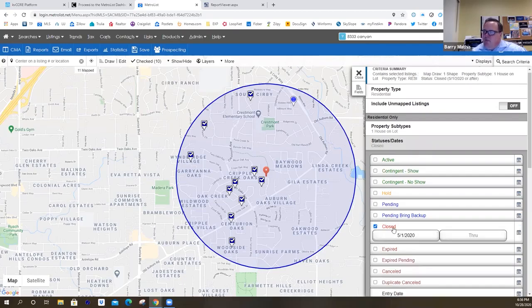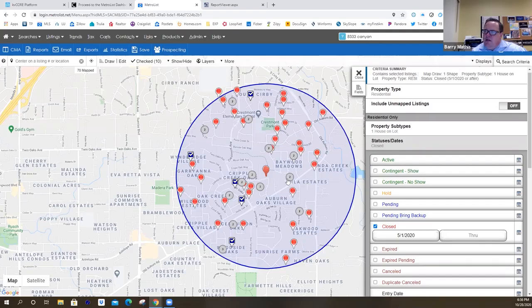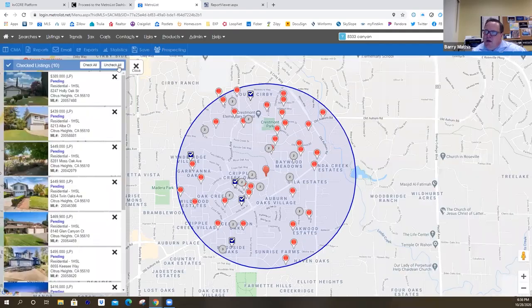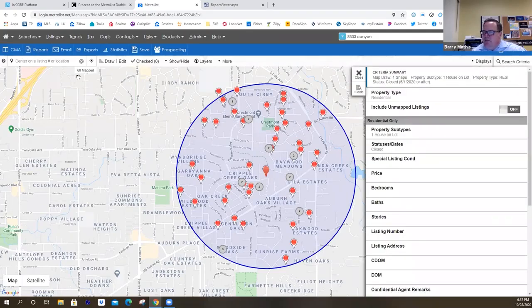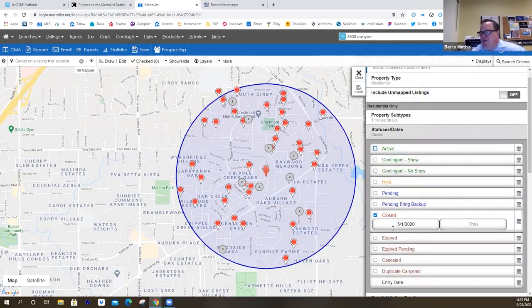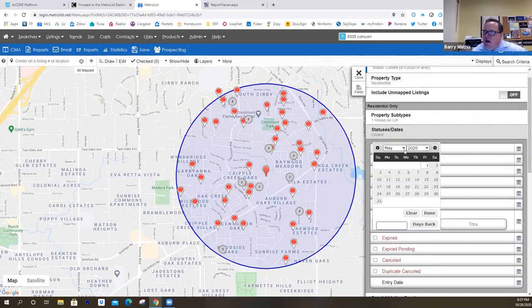When I come in here and I pick closed, I get all these other properties, right? So I'm going to uncheck all the properties. That gets rid of my pendings. And then I'm over here and I've got all these properties. Look, there's 60 of them. Well, that's way too many. I don't need that many properties. I'm in a 3/4 mile radius. What I'm going to do is use this right here to close up the dates. I really want to go back about 90 days, right?